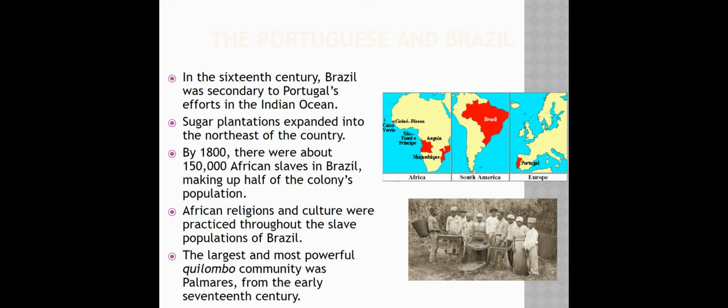The average life expectancy of an African slave living on a sugar plantation in Brazil or the West Indies was 3 to 5 years. And when we look at this number, guys, by 1800, there were about 150,000 African slaves in Brazil. That made up half the colony's population. That number I showed you before, we're looking at over 2 million people. That tells you the incredibly high death toll that working on these plantations led to.